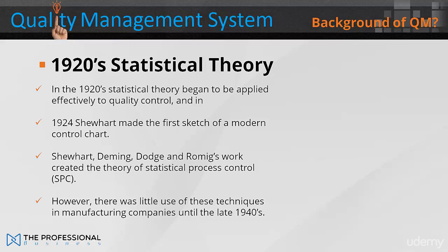In the 1920s, statistical theory began to be applied effectively to quality control, and in 1924, Shewhart made his first sketch of a modern control chart. His work was later developed by Deming, and the early work of Shewhart, Deming, Dodge, and Romig constitutes much of what today comprises the theory of statistical process control. However, there was little use of these techniques in manufacturing companies until the late 1940s.